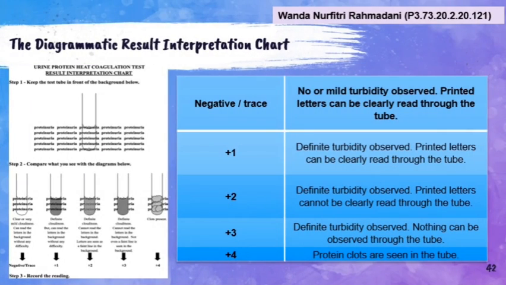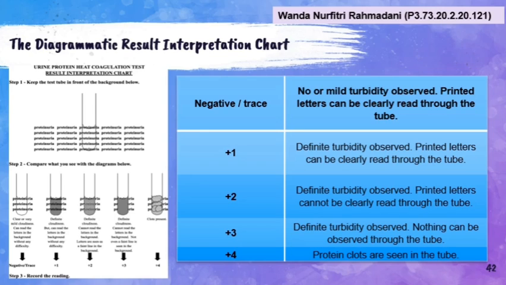The diagrammatic result interpretation chart. There is negative or trace, which means no normal turbidity observed. Printed letters can be clearly read through the tube. There is +1, which means definite turbidity observed. Printed letters can be clearly read through the tube.